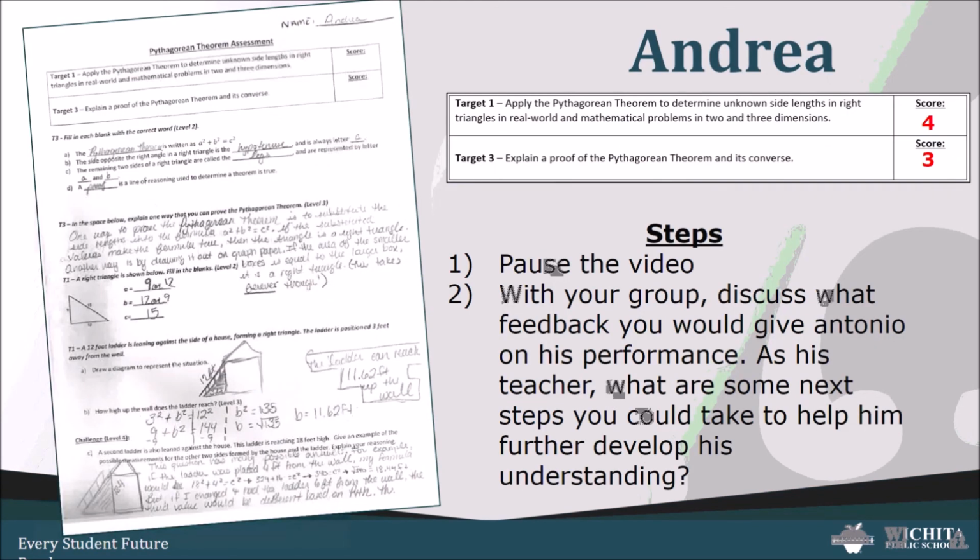So to wrap up Andrea's, we have an understanding that she is above and beyond the grade level target, so we gave her a 4 on target 1. We think that she's directly at the target, maybe a little bit above on target 3, but we're going to keep her at that level 3.